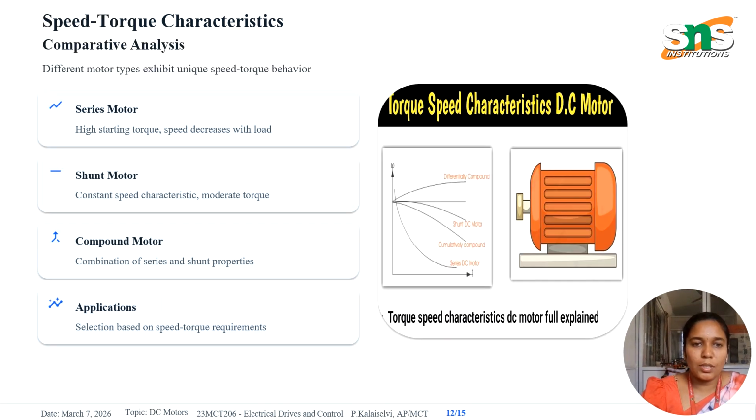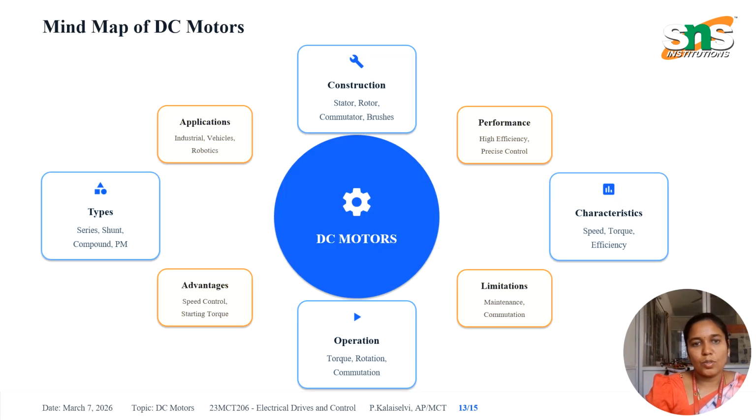So these are the speed torque characteristics. Different motors behave differently. The series motor has high starting torque, and its speed increases with load. The shunt motor has nearly constant speed. The compound motor combines both characteristics. So motor selection depends on the required speed torque performance. This is the mind map for the DC motor.